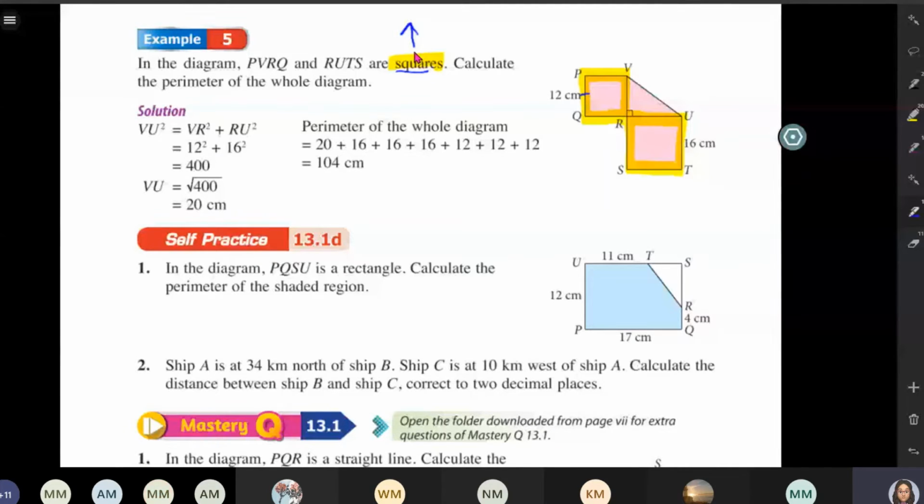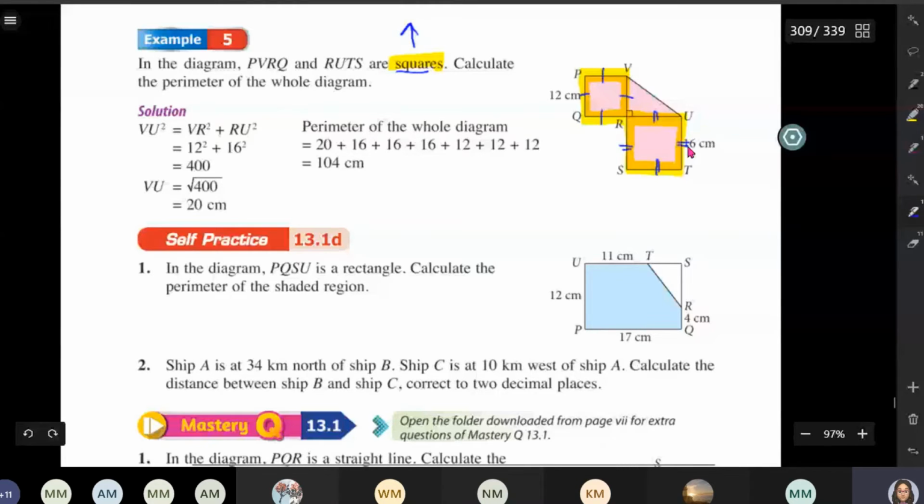Has the same width and the length. Good. Thank you, Kamarul. Alright, so that means you put this symbol here. What does this mean? It means the length is equivalent. So in this case, this is 12. So this will be 12. VR. I'm just going to highlight this line here so that VR is equivalent to 12.